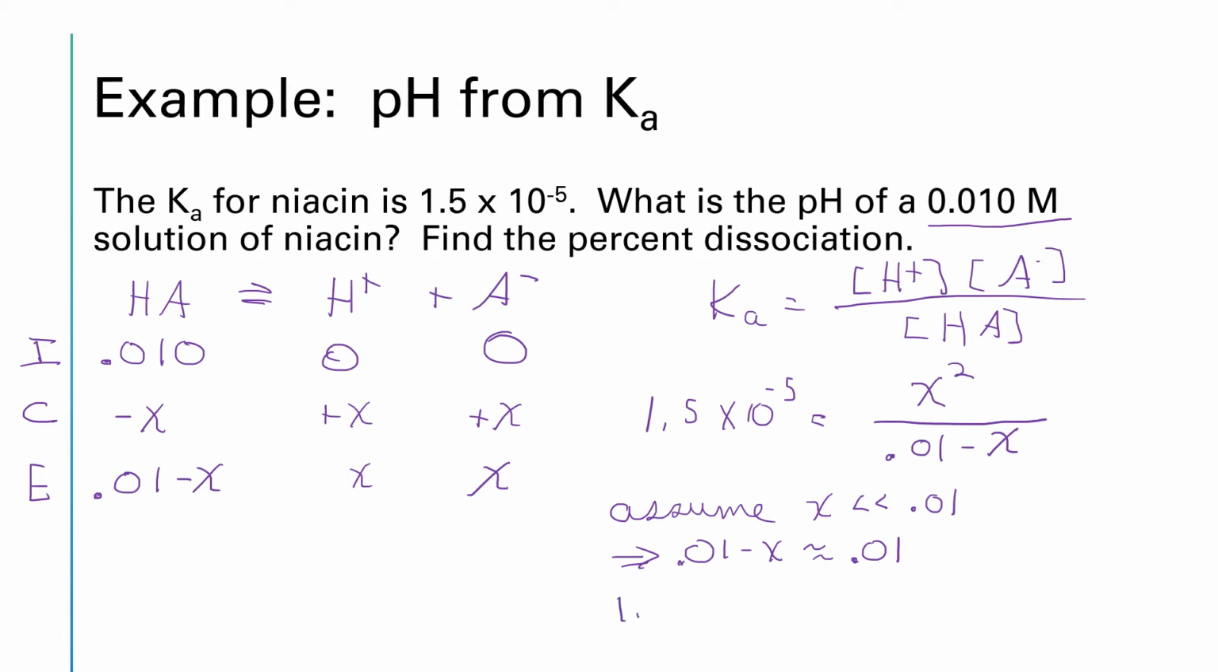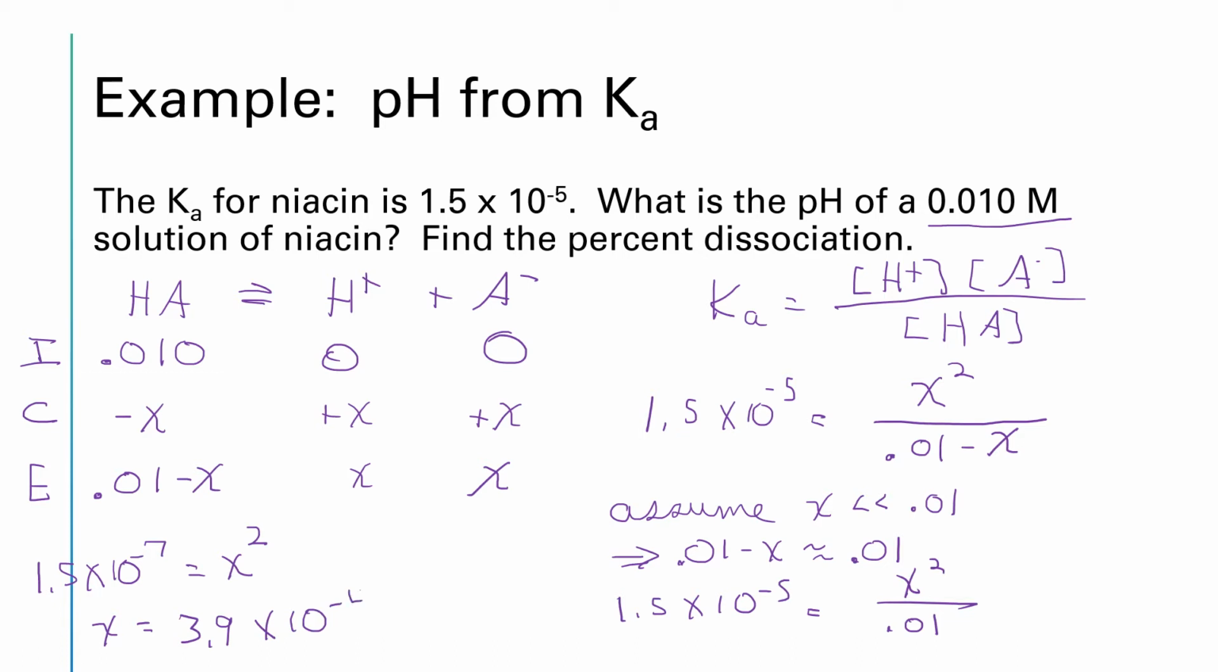So what this tells us is that 1.5 times 10 to the negative 5 is equal to X squared divided by 0.01, since 0.01 minus X is basically 0.01. Since I'm running out of room, I'm going to resume this over on the far left side down here at the bottom. If I take 0.01 times 1.5 times 10 to the minus 5 to clear out the denominator, I'm going to end up with 1.5 times 10 to the minus 7 is equal to X squared. If I take the square root of both sides, I get that X is equal to 3.9 times 10 to the negative 4.